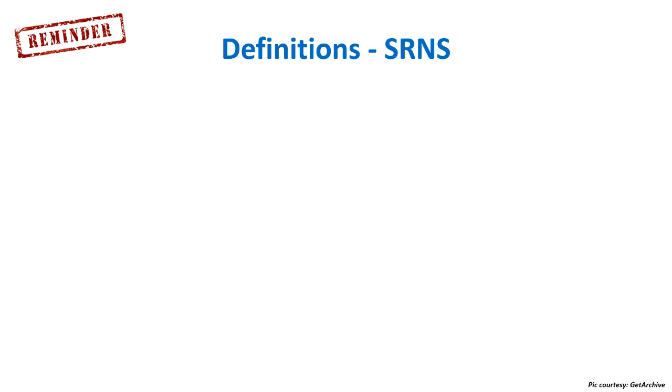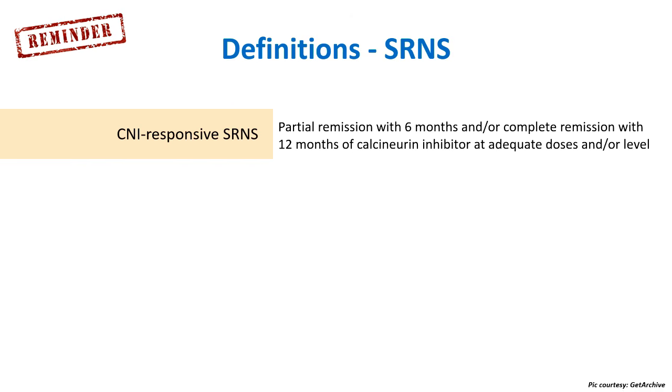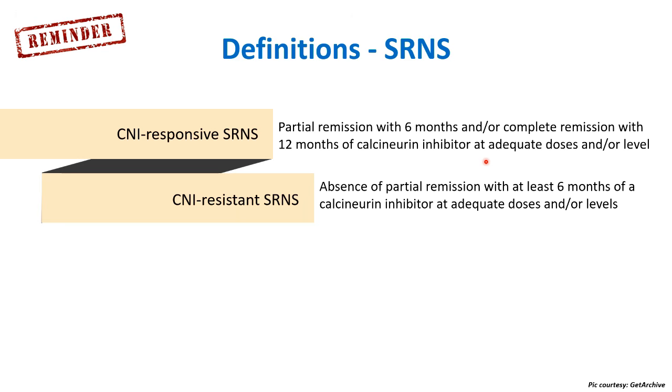Some important reminders about the definitions of steroid resistant nephrotic syndrome. CNI responsive or sensitive SRNS is partial remission within 6 months and or complete remission within 12 months of CNI at adequate doses or levels. CNI resistant SRNS is absence of partial remission with at least 6 months of a calcineurin inhibitor at adequate doses and or levels. Monitoring calcineurin inhibitor levels is very important. I shall be discussing this subsequently.